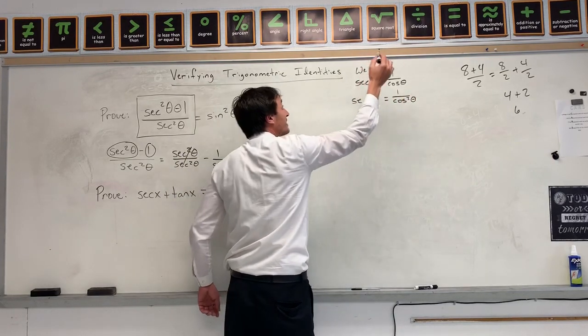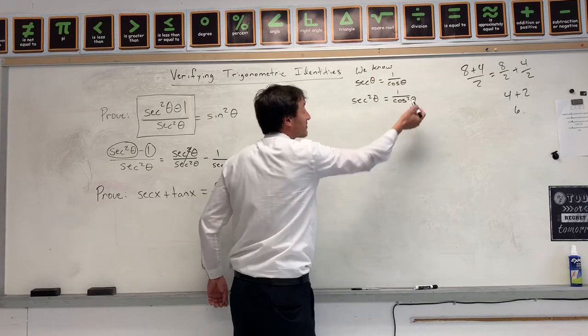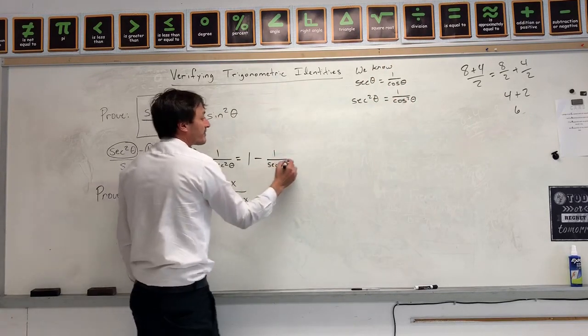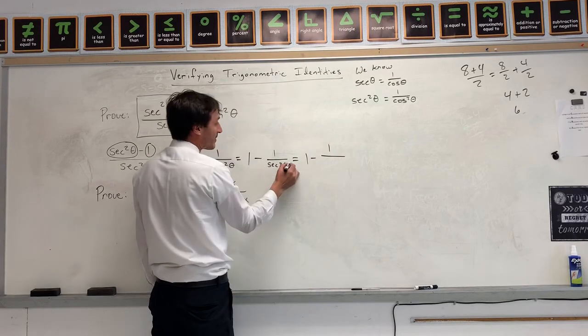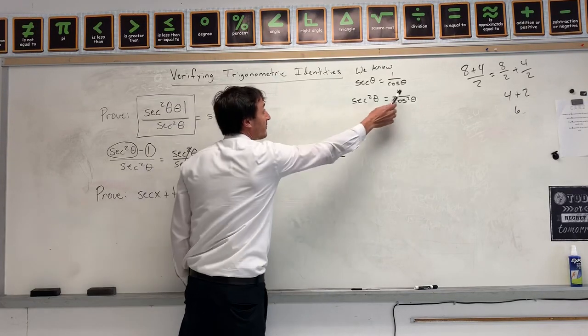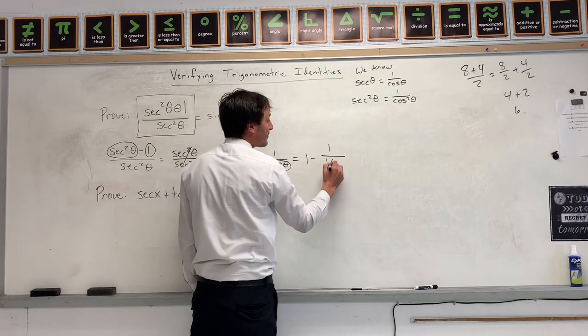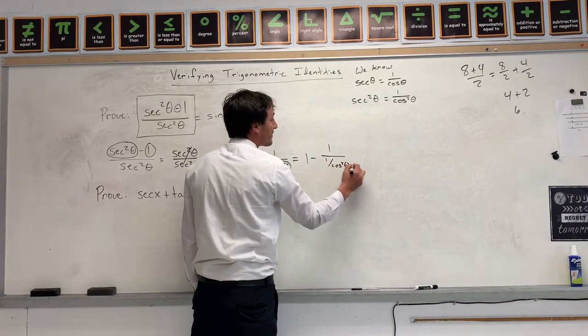So if we have secant theta, that's 1 over cosine. If we have secant squared, that's 1 over cosine squared. So then we can write this as 1 minus 1 over, replacing secant squared theta with its form 1 over cosine squared. We end up with 1 over cosine squared of theta.